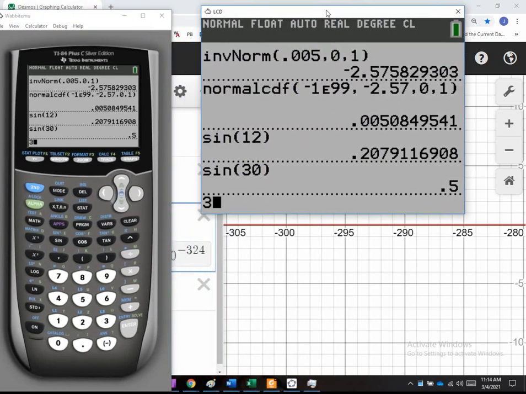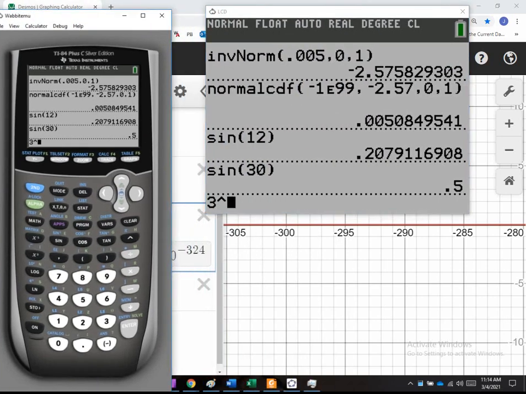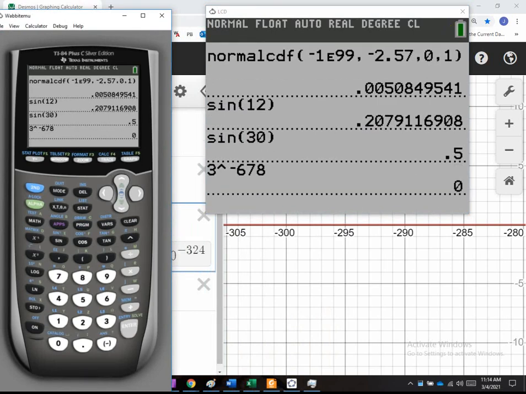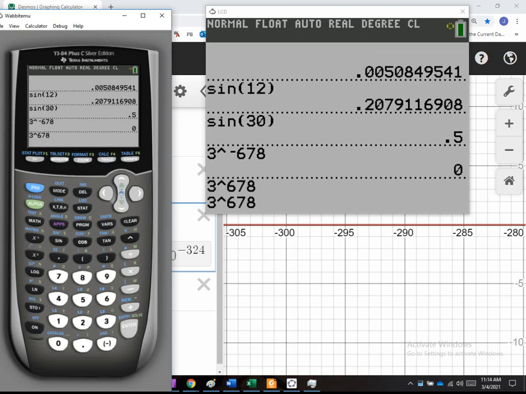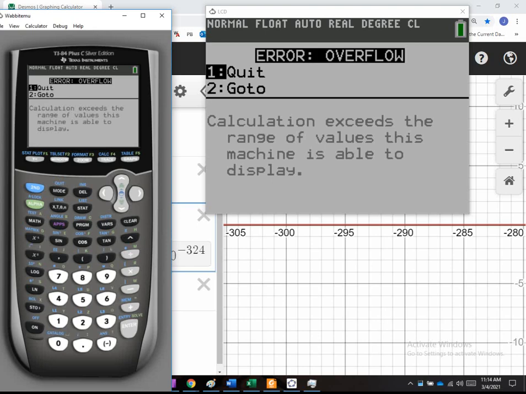All right, so if I take 3 raised to the, we were trying like negative 678, see what it gives. It gives me 0. If I go 3 to, let's go to positive 678, it gives me this. So I'm taking 3 and multiplying by itself 678 times.